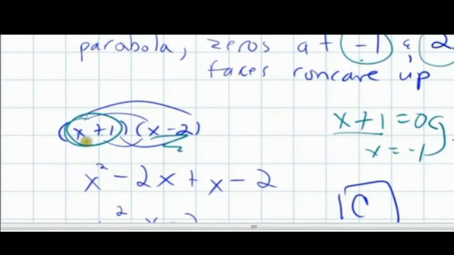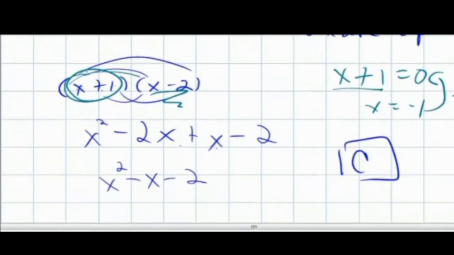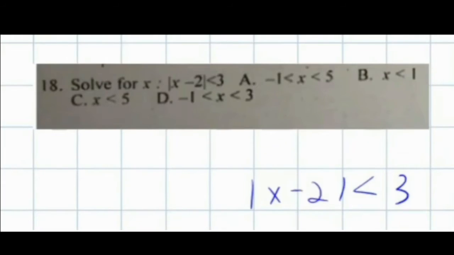Then I multiplied this out, so now I have x squared minus 2x plus x minus 2. And then that leaves me, once I simplify, with x squared minus x minus 2, which is option C.